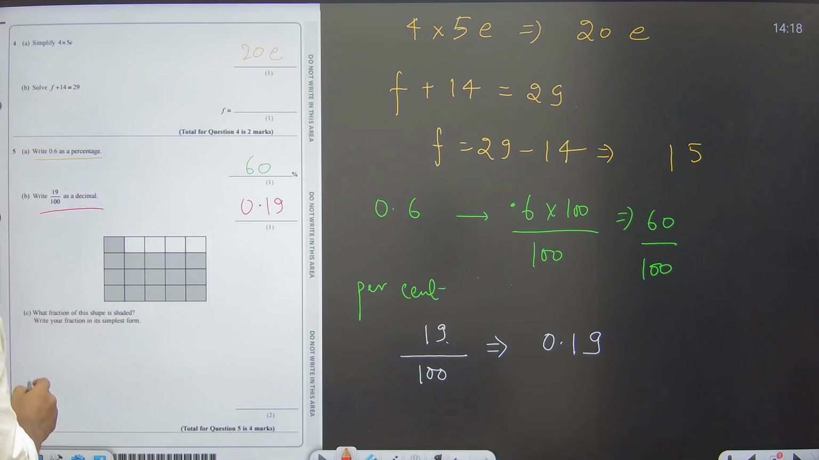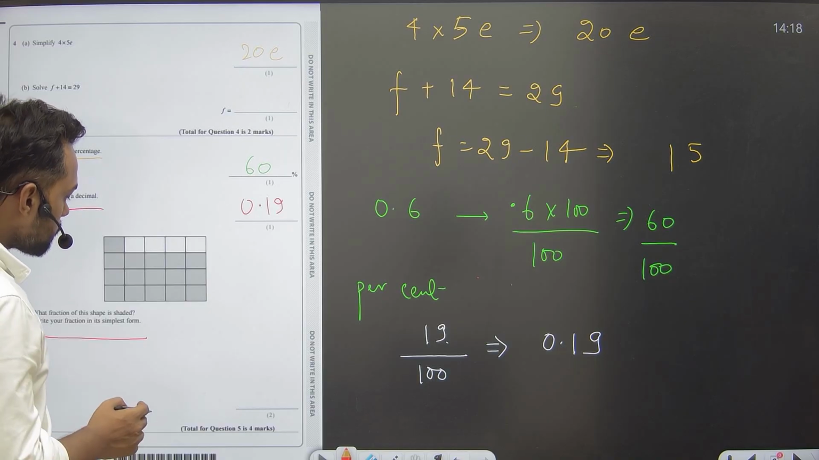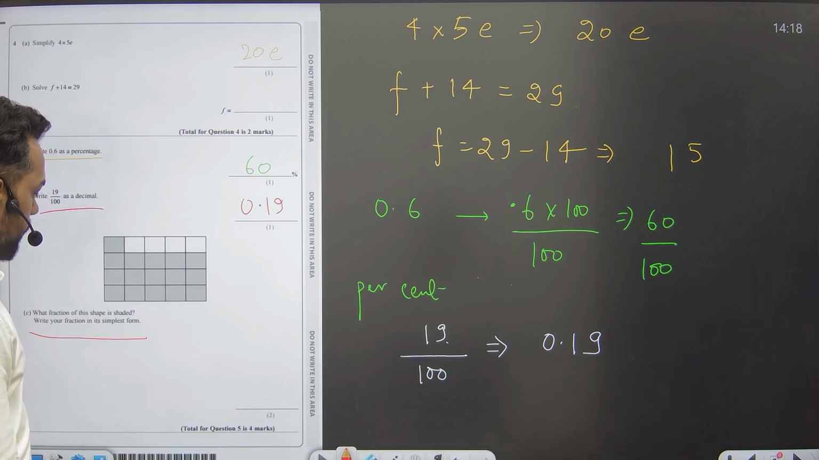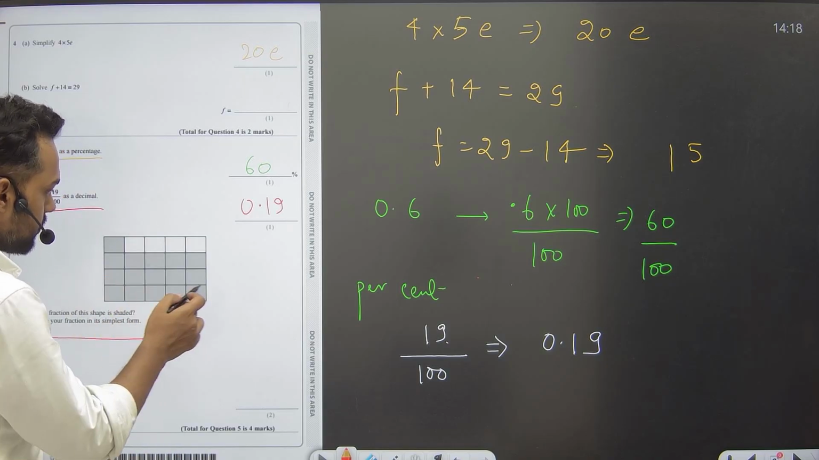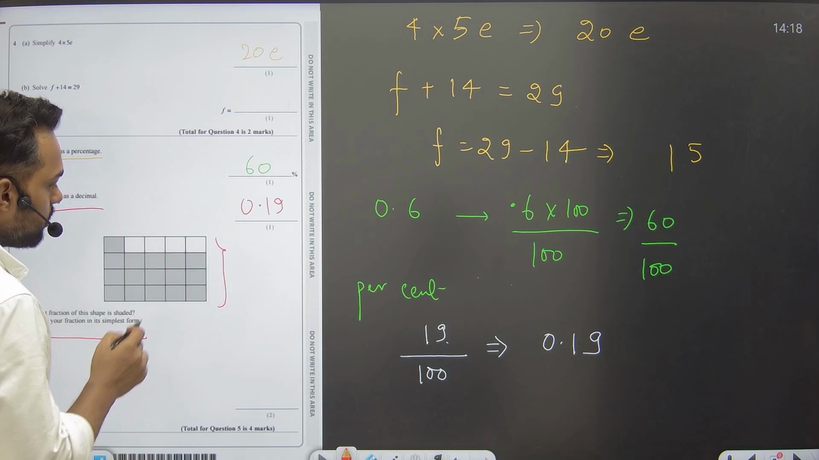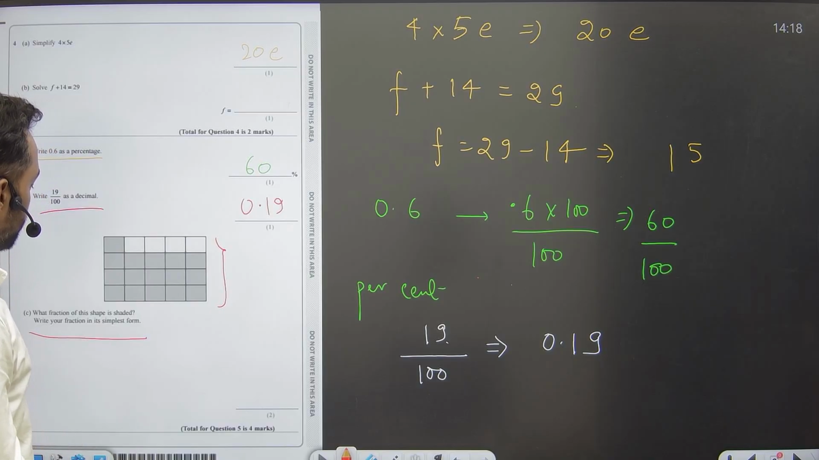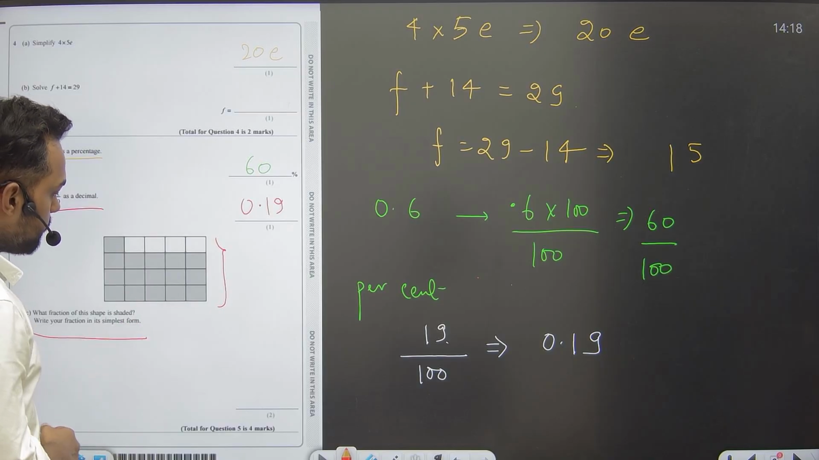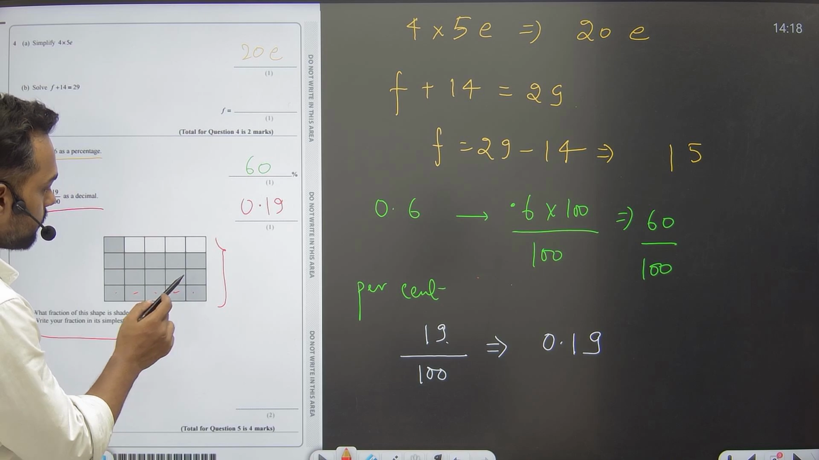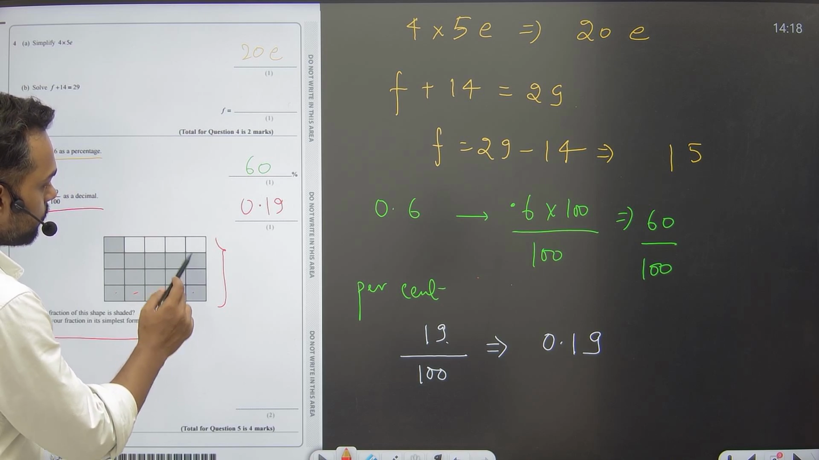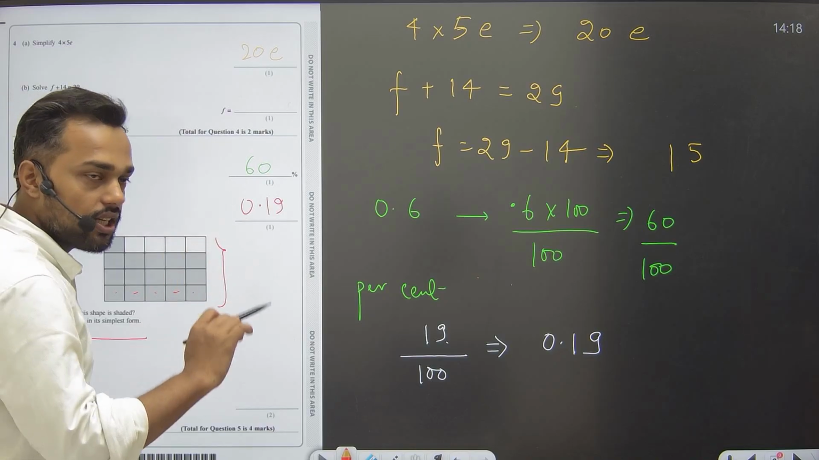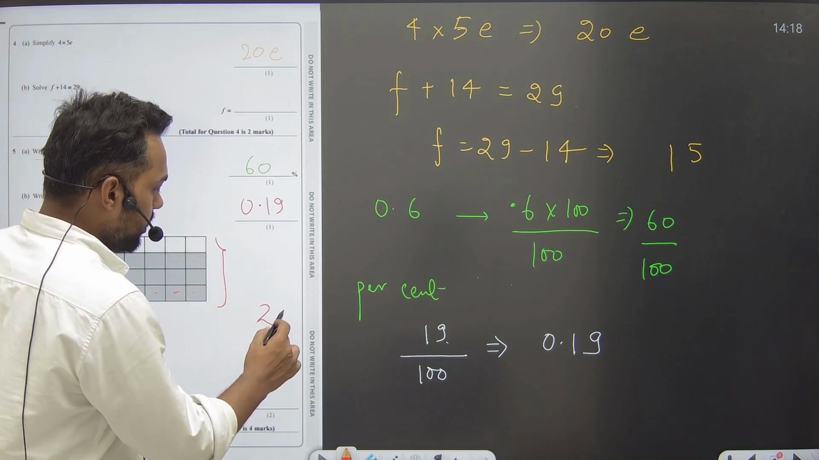Next part, what fraction of this shape is shaded? Write your fraction in its simplest form. First we need to see how many boxes are there. 1 2 3 4 5 cross 1 2 3 4, 20 total boxes are there, student. So 20 will be in the denominator.